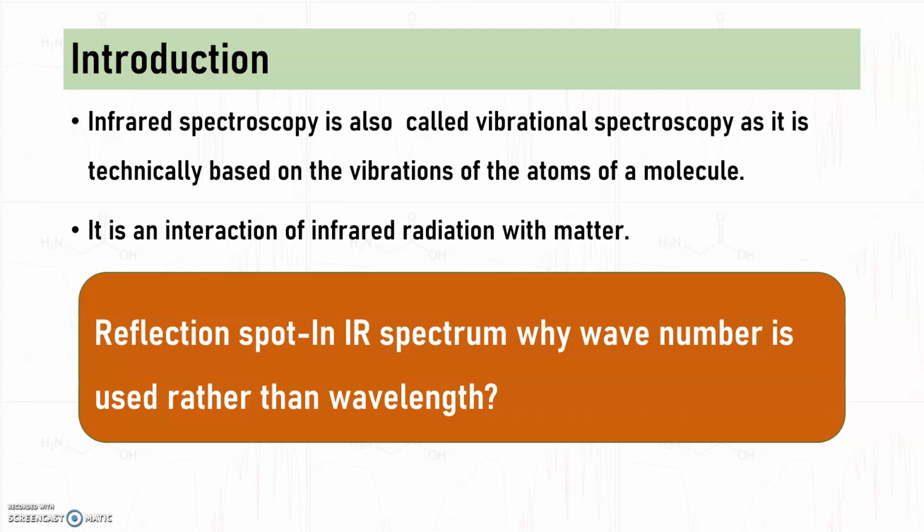But if we convert these wave numbers into wavelength, then the first band will occur at 270.12 nanometer and the other band will occur at 270.05 nanometer. On the wavelength scale, both bands are 0.070 nanometer apart from each other. Thus, 10 centimeter inverse difference is more convenient than 0.070 nanometer difference. Therefore, in IR spectrum, wave number is used rather than wavelength.